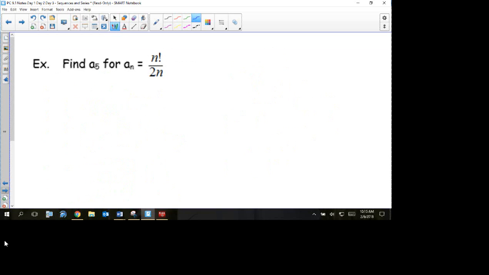Okay, the next one says n factorial divided by 2n, but it does not say find the first 5 terms. What does it say?